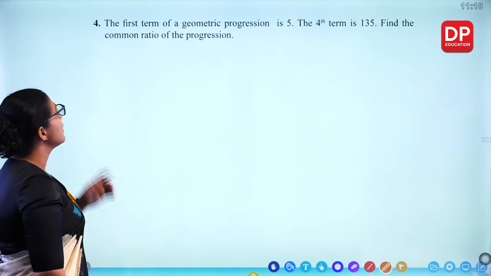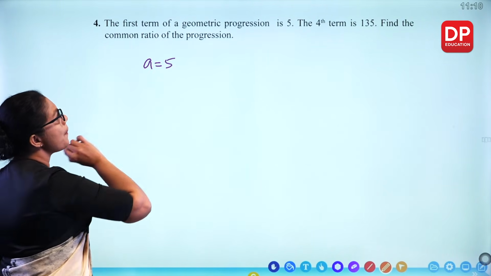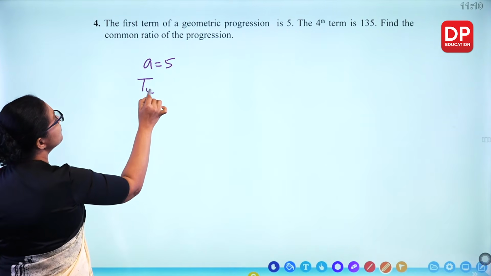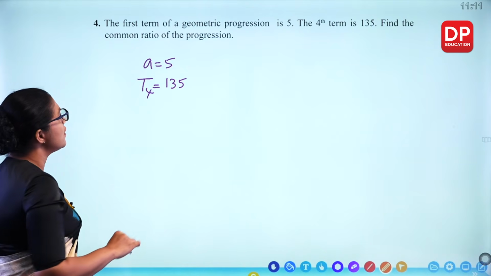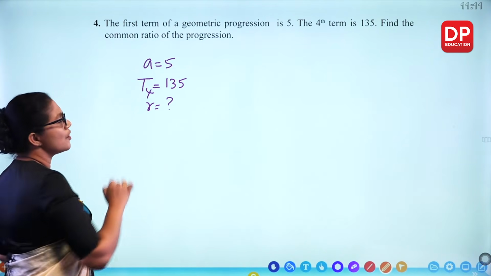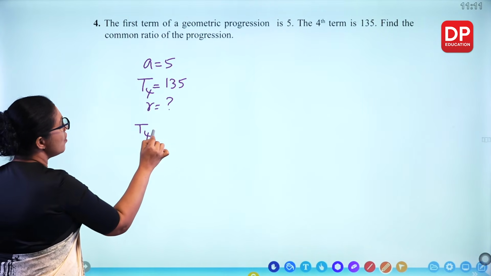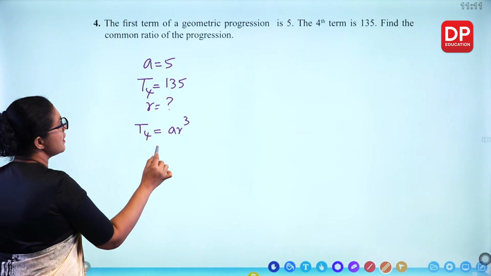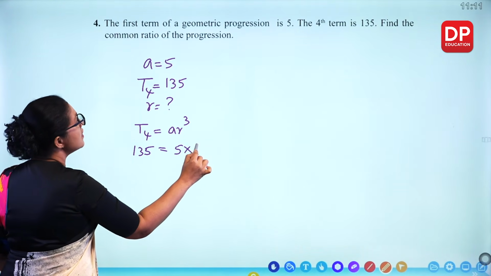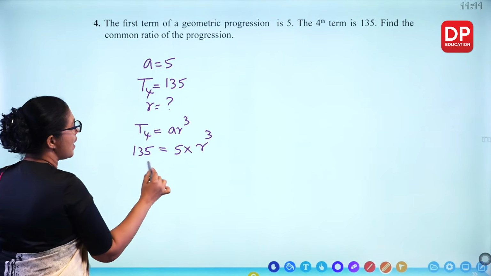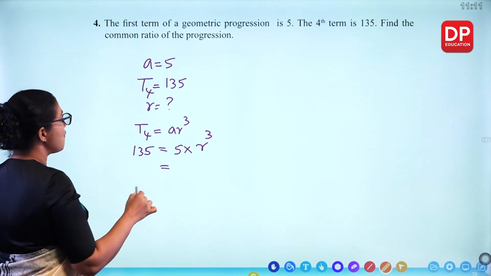Question number 4. The first term of a geometric progression is 5. a is 5. The fourth term, T4, is 135. Find the common ratio of the progression. You are asked to find out r. Use the formula. What is T4? ar to the power 3. T4 is given as 135. a is 5. And r we need to find. Now divide this by 5. What you get? 135 divided by 5.